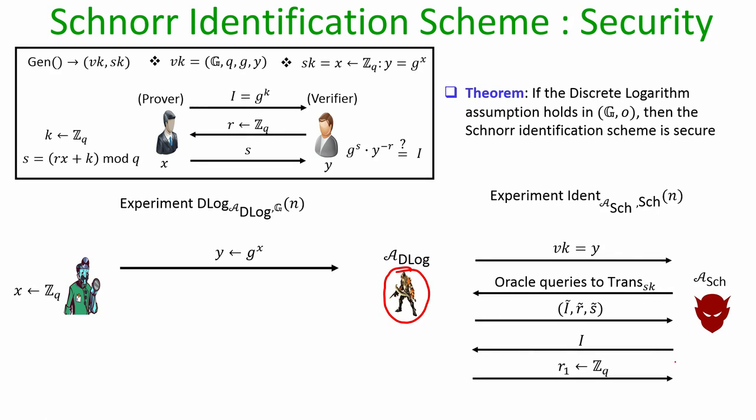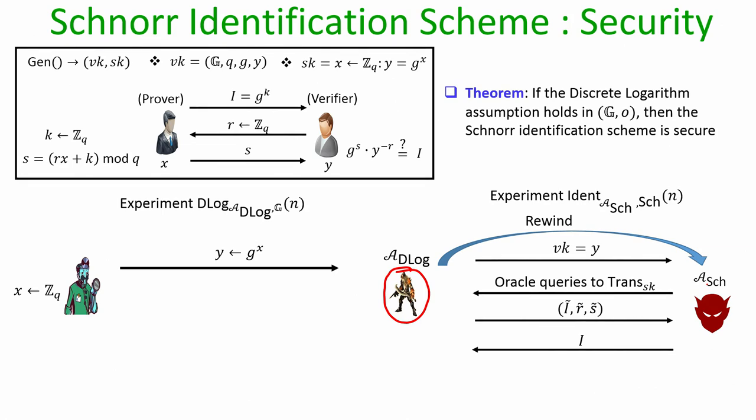Then in response, the discrete log adversary throws a challenge R1 and it sees the response S1 of the adversary against the identification scheme. Now, what this discrete log adversary is going to do is rewind this adversary who can break the security of your identification scheme.